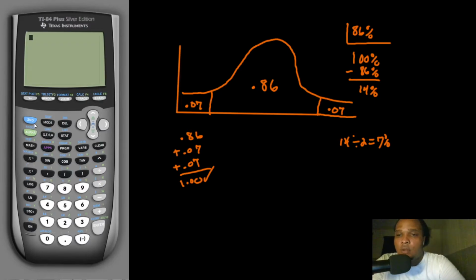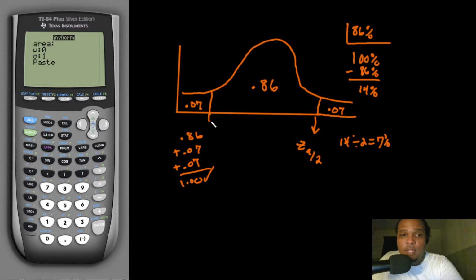Okay, so the function we're going to use to get to it, we're going to hit second vars. And you may recall from the last chapter that we're going to use inverse norm. That's when you're actually given a percentage. So it's asking us for an area. Now, the calculator really wants you to put an area that is to the left of what you're looking for. So let's go back here for a second. This right here, the 0.07 right to where it's cutting off, that's going to be your Z alpha over 2, your critical value.